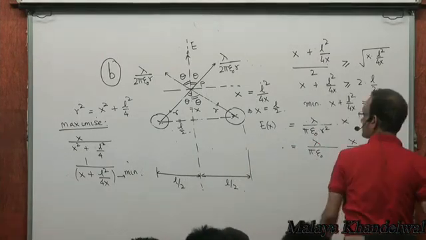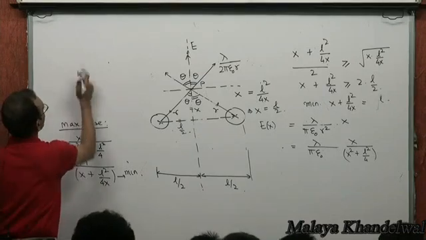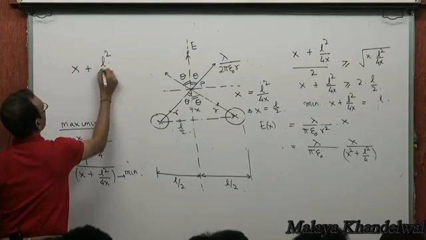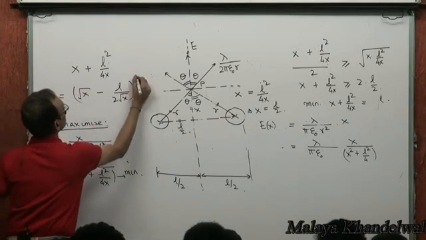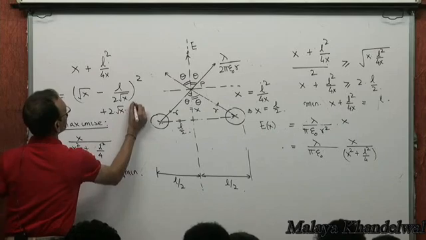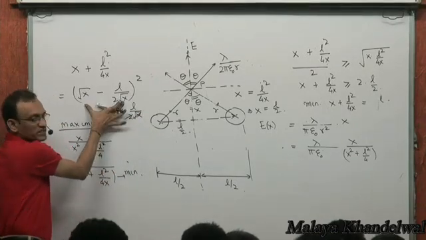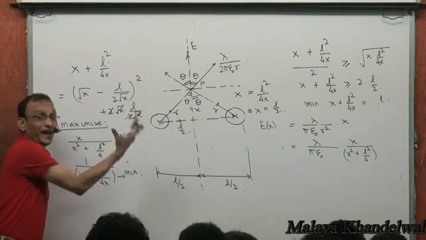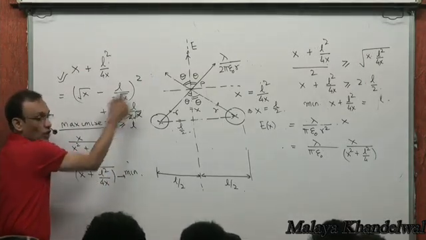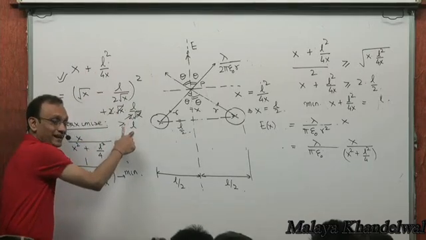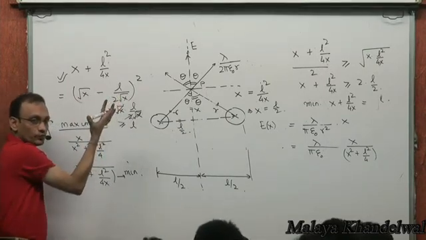Or what you could have done is, you could have written x plus L squared by 4x as root x minus L by 2 root x whole squared plus twice root x into L by 2 root x, a minus b whole squared plus 2ab. This is always greater than or equal to 0. So this will always be greater than or equal to L. Yes or no? So the minimum value of this is always greater than or equal to L. Do you realize that? L plus a non-negative number. So the minimum value of this expression is L. And when does it become equal to L? When this becomes equal to 0. This becomes equal to 0 when x is L by 2. Yes or no?